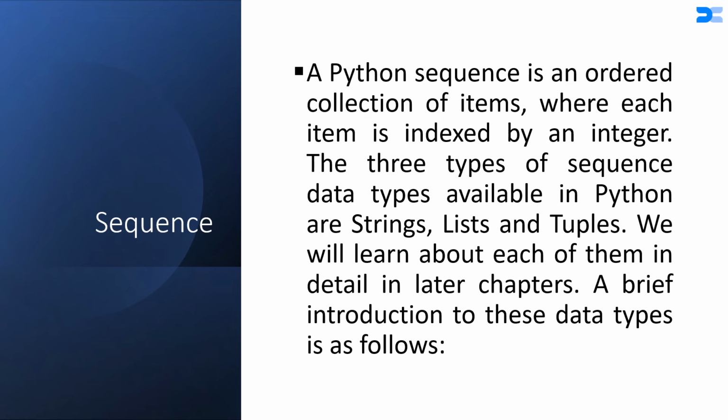Sequence. A Python sequence is an ordered collection of items, where each item is indexed by an integer. The three types of sequence data types available in Python are strings, lists, and tuples. We will learn about each of them in detail in later chapters. A brief introduction to these data types is as follows.